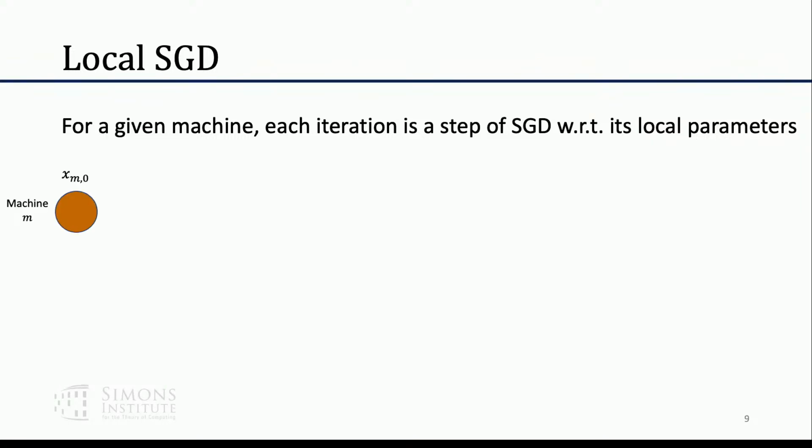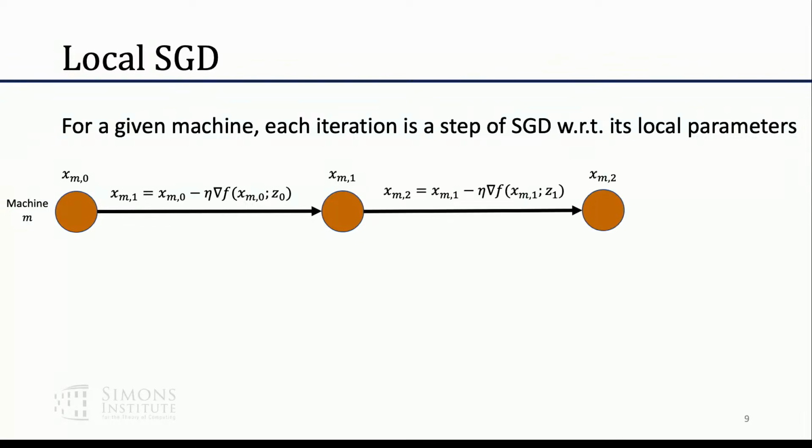So if we focus for a minute on machine lowercase m, and we have whatever its iterate is on this machine, and again, we're putting on blinders and ignoring the other machines for now, we can sample some z from the distribution, take the gradients at z for the parameters on this machine, take a step of SGD with some step size eta, update our parameter on machine m, take another step, update to the parameter x at m2, and so on and so forth. We do this for all of the machines in parallel, and so it amounts effectively to M parallel runs of SGD.